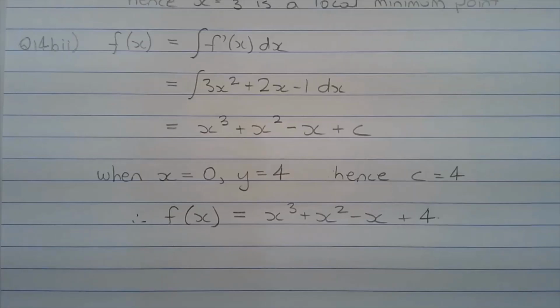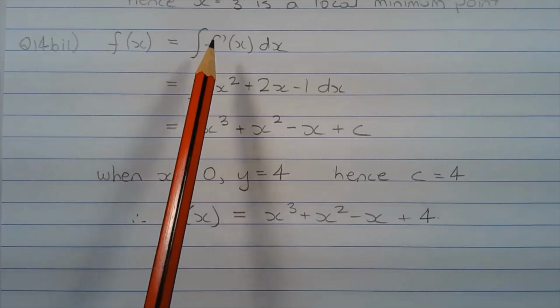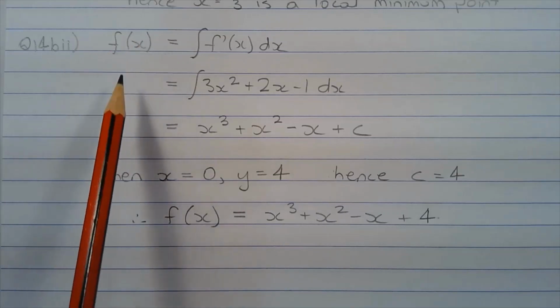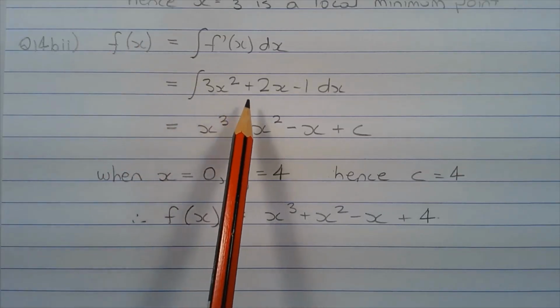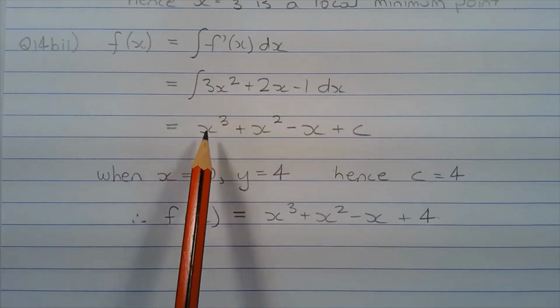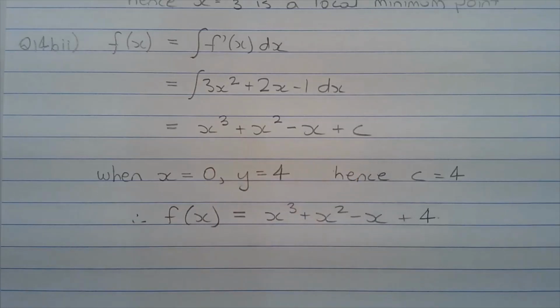F of x is the primitive of f dash of x. Hence, f of x is equal to the integral of f dash of x dx. And f dash of x is equal to 3x squared plus 2x minus 1. Therefore, f of x is equal to the integral of 3x squared plus 2x minus 1 dx. And this equals x cubed plus x squared minus x plus the constant of integration c.